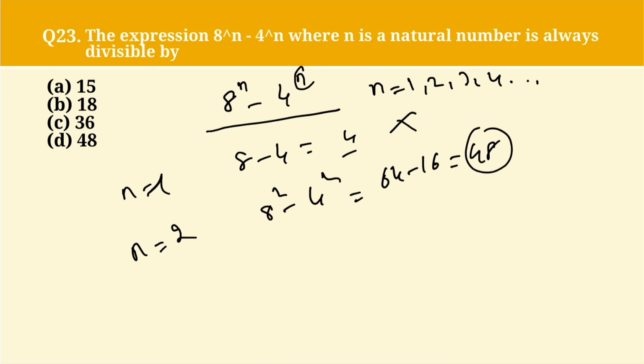48 can be divisible by, take 15. No, it is not 15. 18, no. And 36, okay, it's divisible, not exactly. Yeah, it is divisible. And 48 is far better than this. So hence we always go with the higher one, that is 48. 48 is divisible by 48 here.